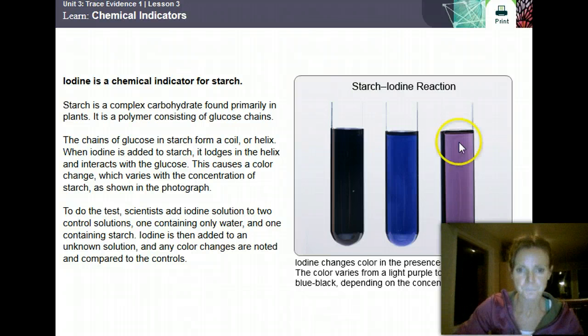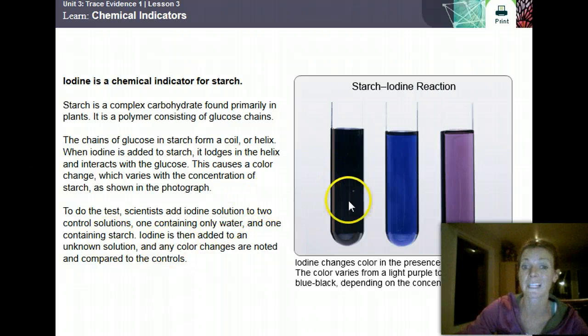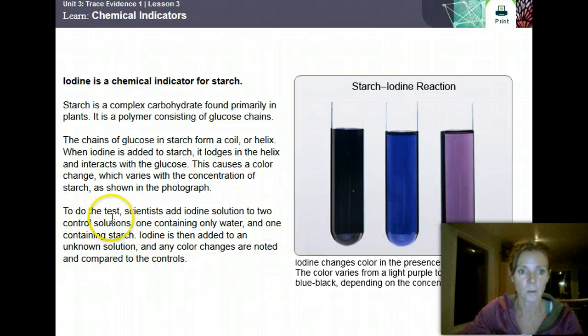Okay? So when you add iodine to a solution, if there's a positive test, it will turn one of these colors: really dark purple, kind of a blue, or a light purple. Now, iodine is a kind of orangey color in its natural state. So basically, you're going to start by adding iodine solution to a control solution, water.